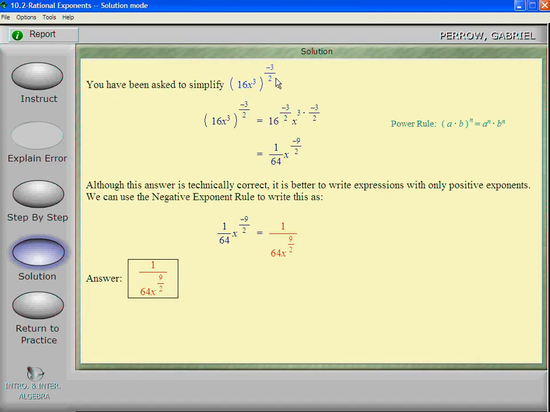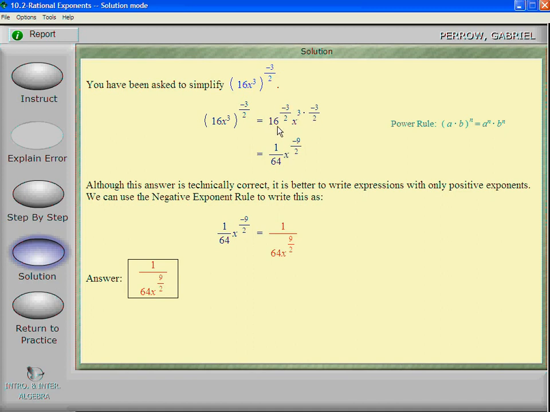They take the negative 3 over 2 as a power, and they multiply it with each of the powers on the inside. So 16 to the first becomes 16 to the negative 3 over 2. X to the third becomes x to the 3 times negative 3 over 2 power.